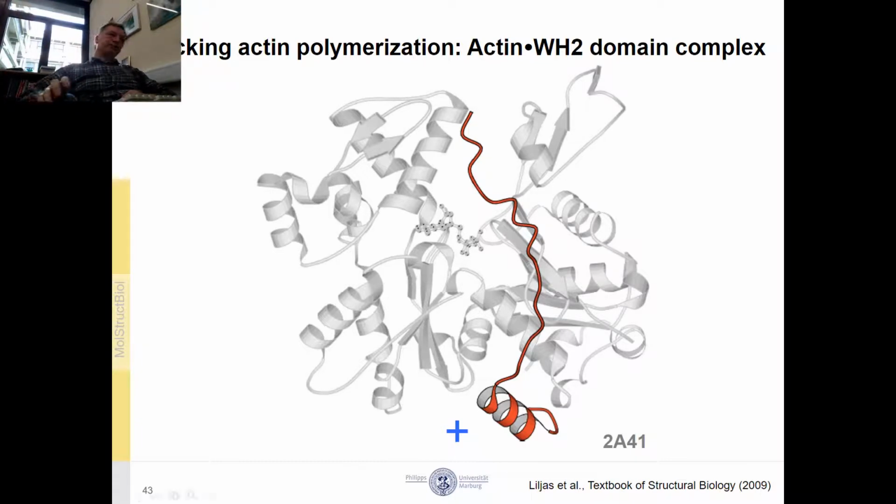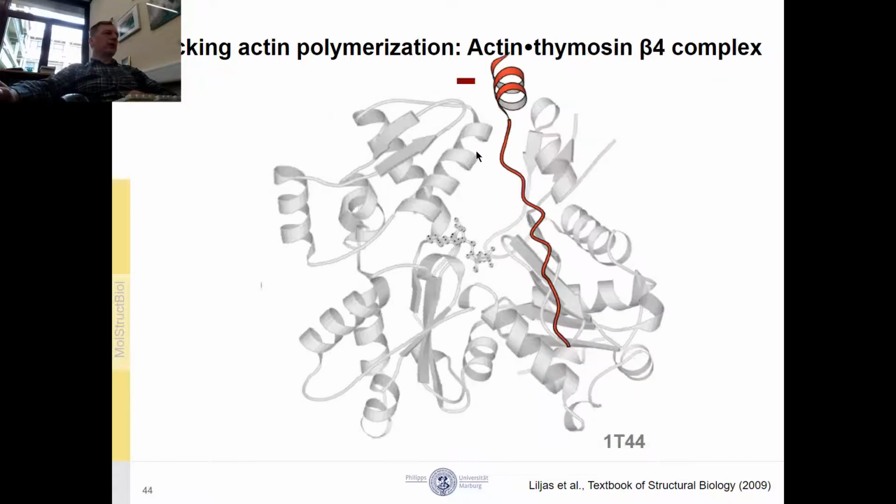So, for example, blocking actin polymerization. You see here how this kind of polymerization is blocked. You have a very small protein, this one here, WH2. In the free form, it's probably completely unstructured. In the associated form, it forms a small helical fragment here, and a long region that is wrapping around the globular actin and just blocking the interaction site with other actins, so it cannot polymerize anymore. Very simple mechanism, just steric hindrance.